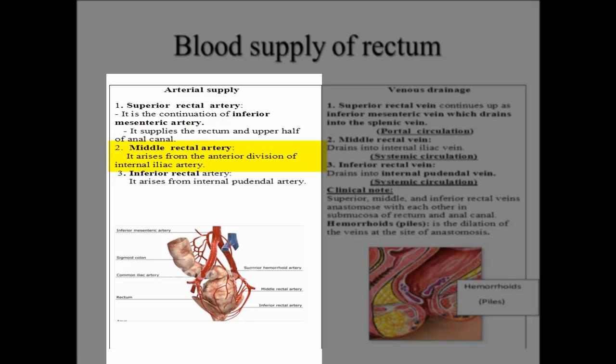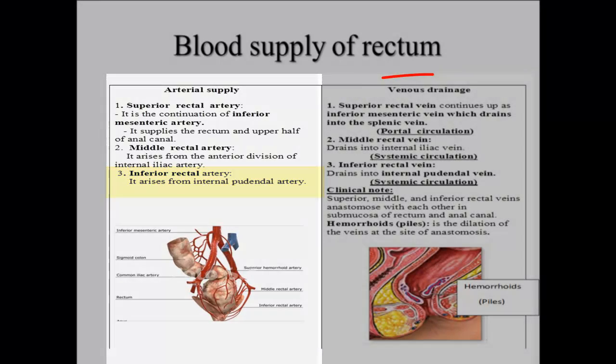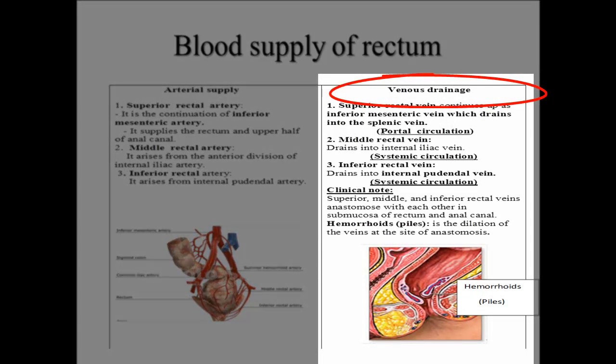The middle rectal artery arises from the anterior division of the internal iliac artery. The inferior rectal artery arises from the internal pudendal artery. Venous drainage is divided into 3: superior rectal vein, middle rectal vein, and the inferior rectal vein.